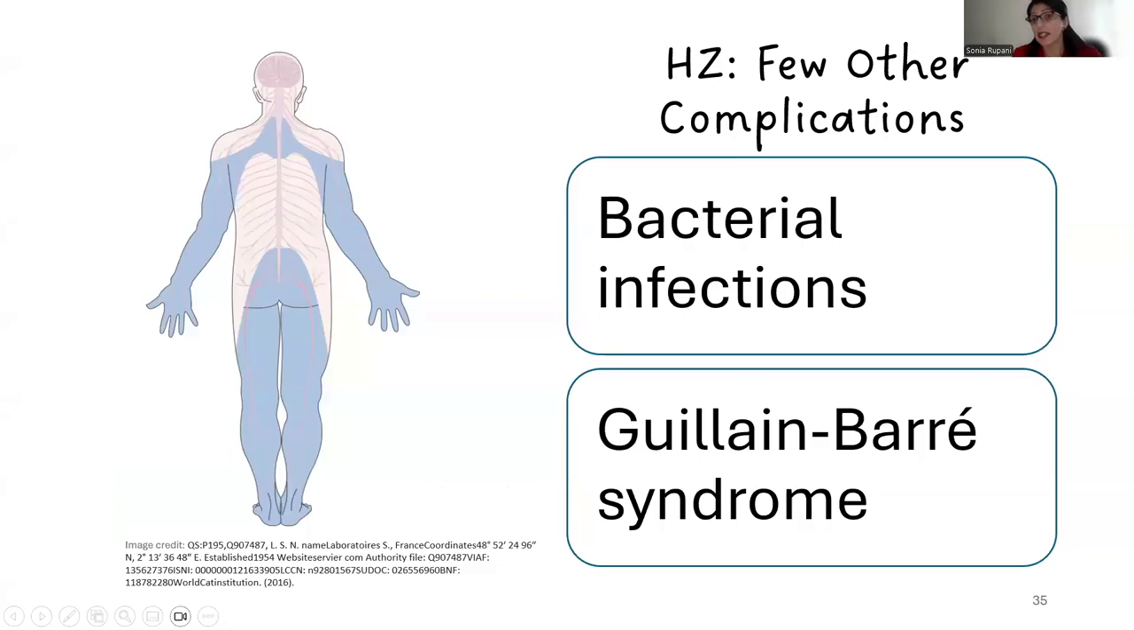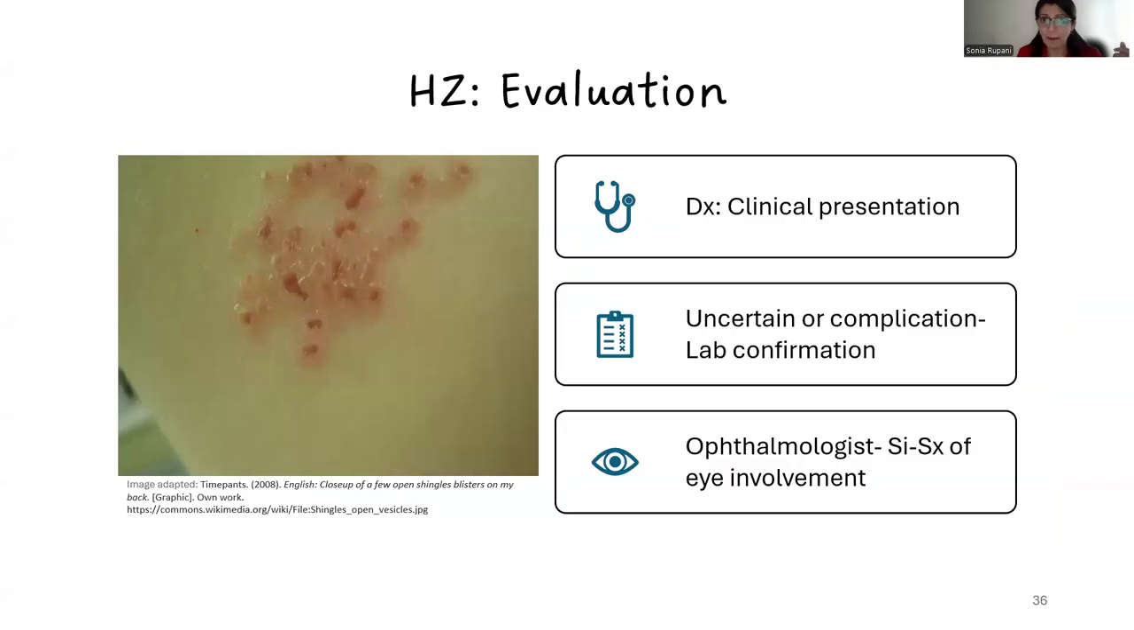All right. Some other complications: Guillain-Barré has been described. There's not much data about it. There was a study in Taiwan where they looked at cases of herpes zoster and then looked at how many had Guillain-Barré syndrome. So it is there, but not that common. Bacterial infections: if they have the blisters and the patient is picking at them, they can have secondary bacterial infections. The most common pathogens are going to be staph and strep. So again, patient education becomes very big when a patient has acute herpes zoster.